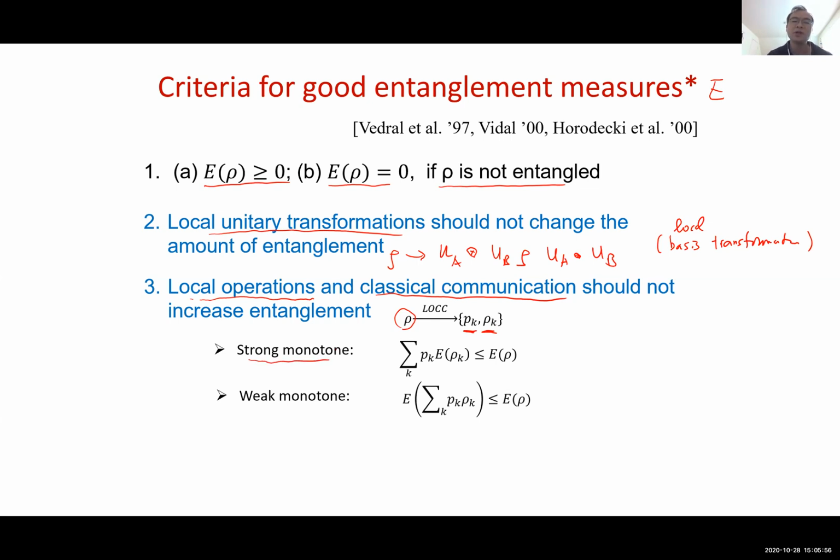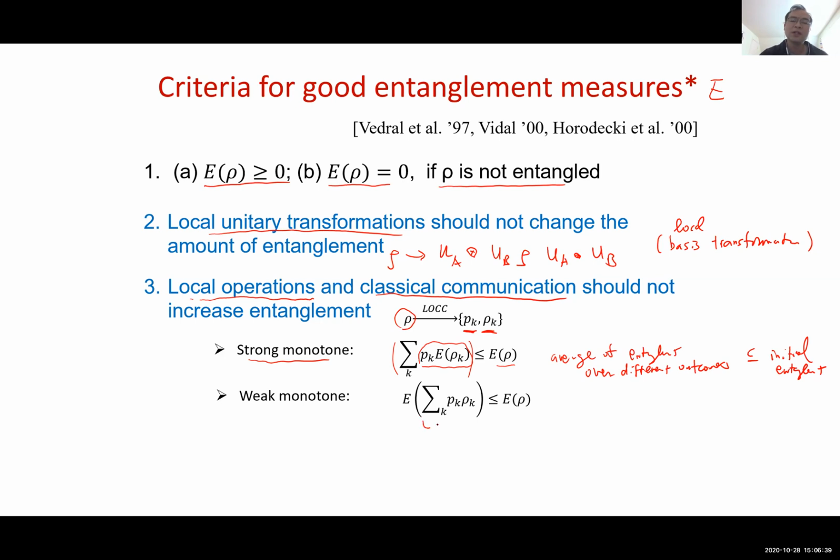Okay, this is just a name. The first is called strong monotone. Okay, I have many products. If I take the average of all these products, that average entanglement should not be bigger than the initial, right? So the average of entanglement over different outcomes should be less than the initial entanglement. Okay.